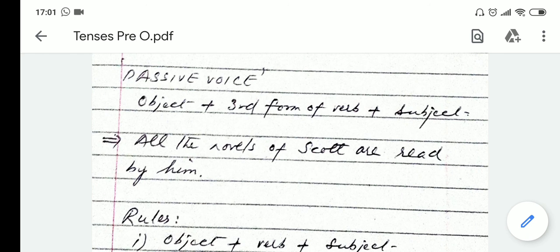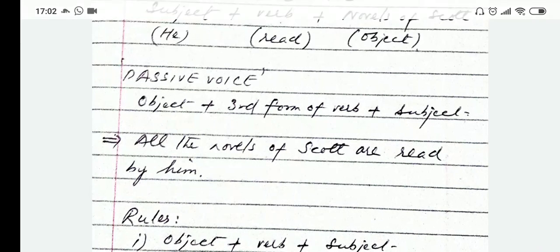But at the moment, your task is to write 5 sentences of present indefinite tense in active voice, and change them into passive voice. And also after changing them into passive voice, also change them into negative as well as interrogative sentences later for your practice. That's it for now.